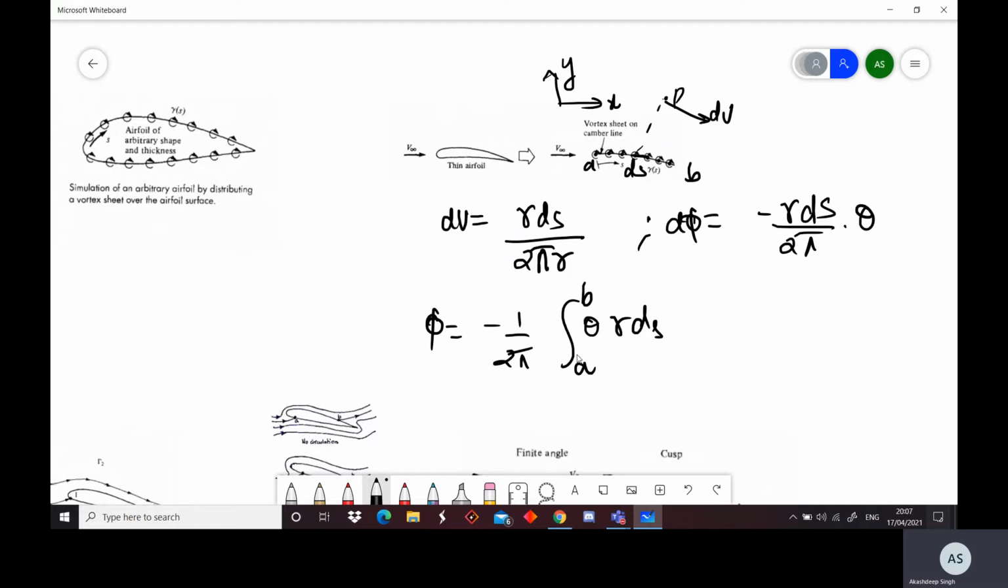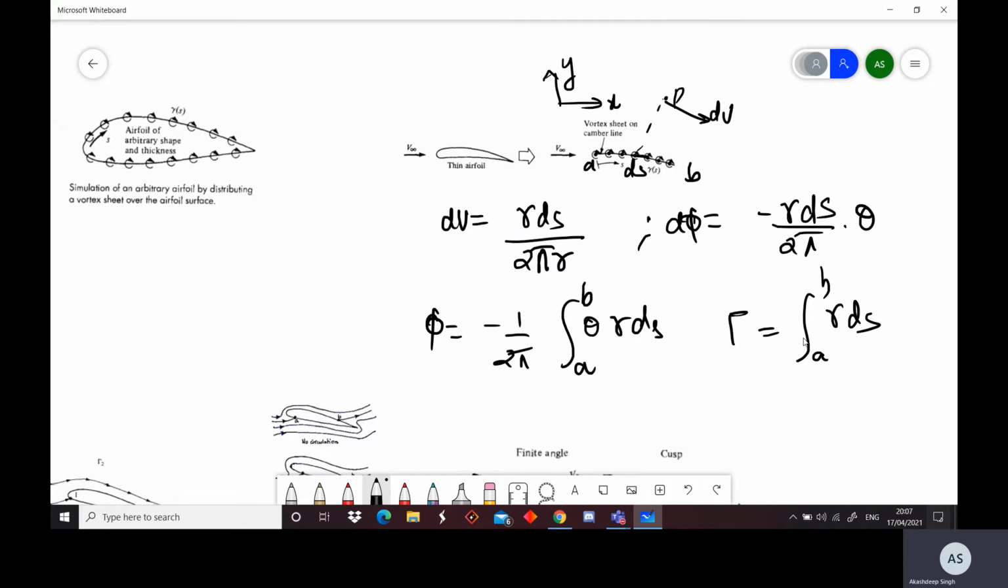And just if you recall, circulation around a point vortex is equal to the strength of the vortex. So this is a representation of circulation also. The circulation around the vortex sheet is the sum of the strengths of the elemental vortices. So you can just write the entire circulation that we have for that particular sheet as equal to the integral from a to b of gamma ds.